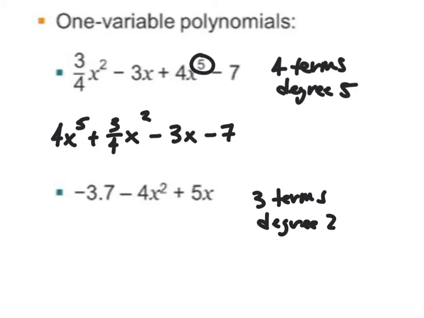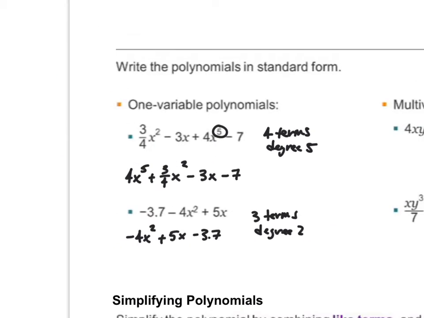All right, so I'm going to write out the one with my largest degree, which is x squared. So I've got negative 4x squared. My next largest exponent is 1, so I've got plus 5x. And then I have my constant, which is negative 3.7, okay? Now notice that when I write this, these are equivalent forms, okay? It's just that one of them is written in standard form. So you'll typically see them written like this when they're presented to you.